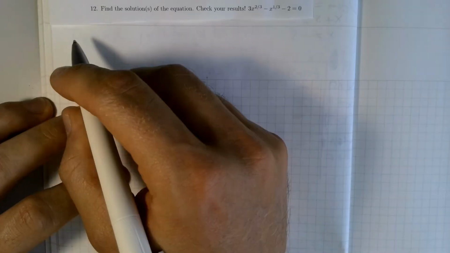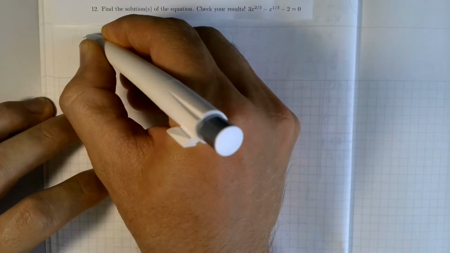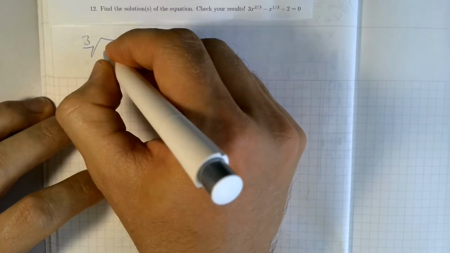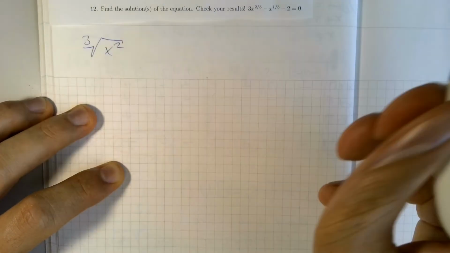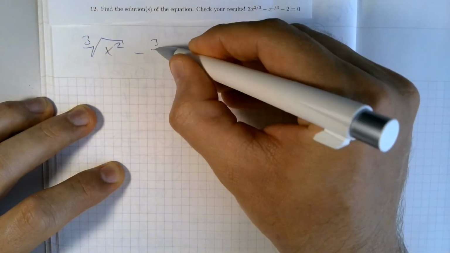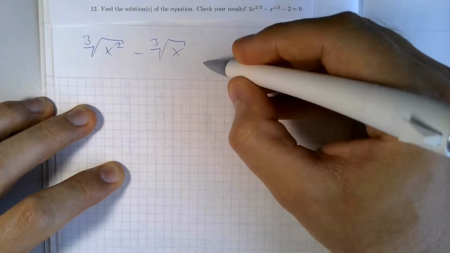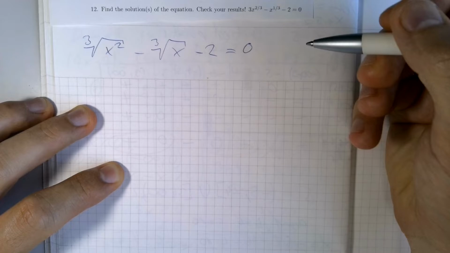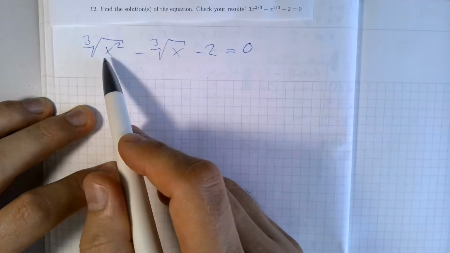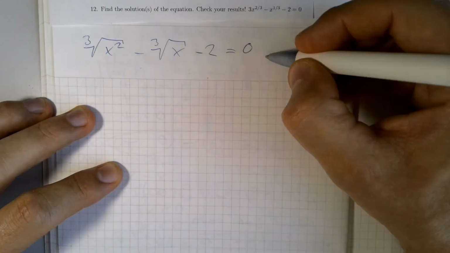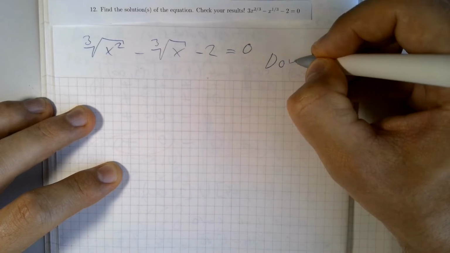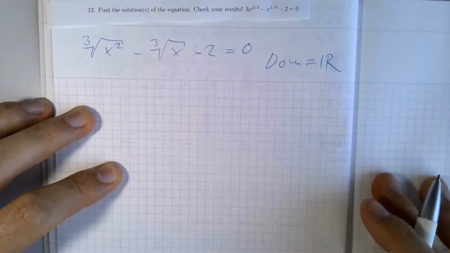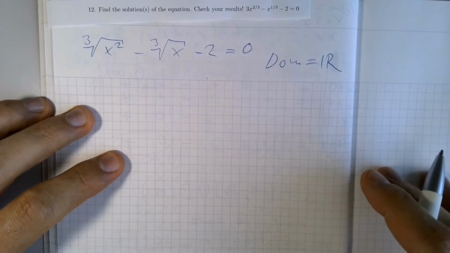So what this means is that this is actually the cube root of x squared minus the cube root of x minus 2 equals 0. Well, we know that we can put anything into the cube root, that's no problem. So the domain is certainly the set of real numbers. No one said anything else, so that's what we can assume.